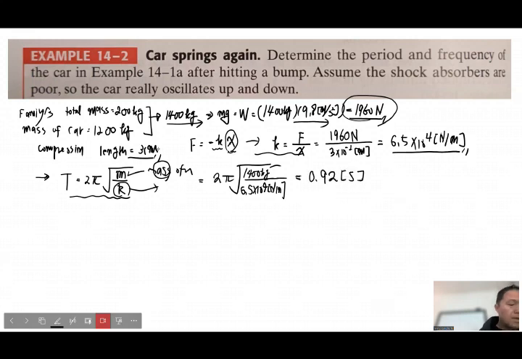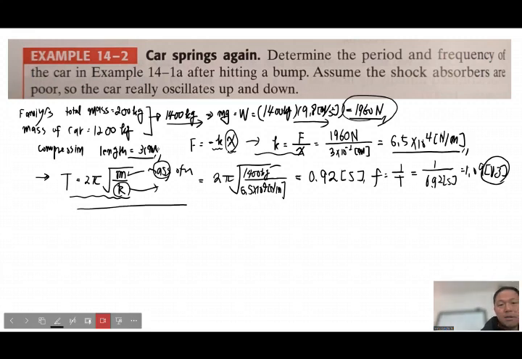seconds. All right. And as you know, the frequency has an inverse relationship with the period. So that is 1 over 0.92 seconds, which corresponds to 1.09 hertz. Okay. That's the answer for this example.